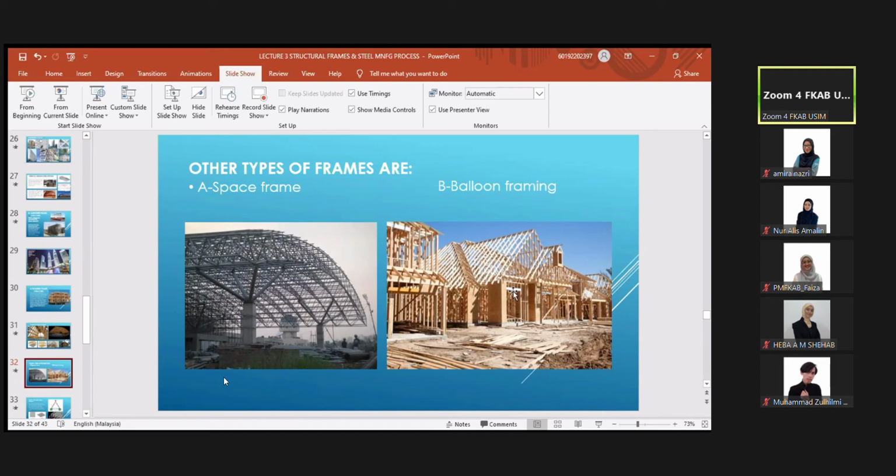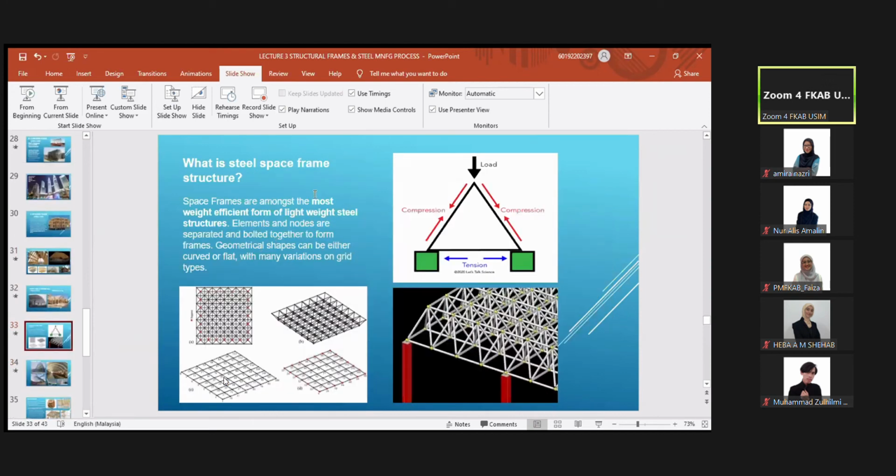Unless, if it is in Malaysia, probably they will leave the roof, but still the concrete wall still stays. This is timber. Okay, for the space frame structure. Sorry, this is steel frame structure.